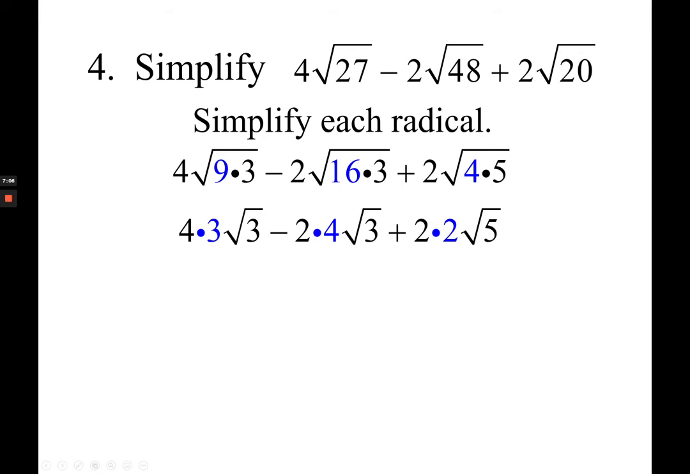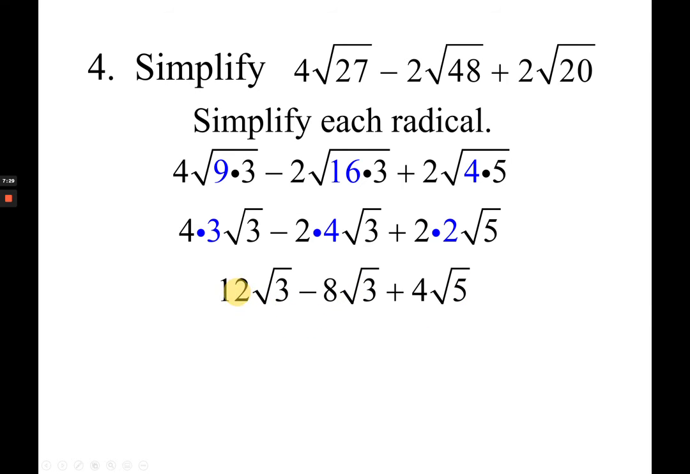And then perform your multiplication. 4 times 3 is 12. 2 times 4 is 8. 2 times 2 is 4. Of course, just copy your radicals. And now, you can combine like radicals. There's only a pair of like radicals, and 5 is not like. It's a different radical. So we can only combine the first and the second.